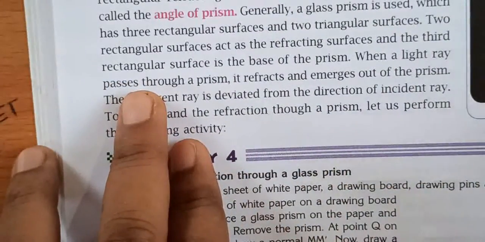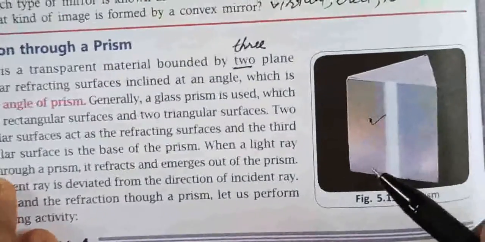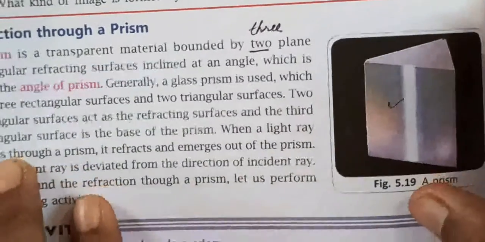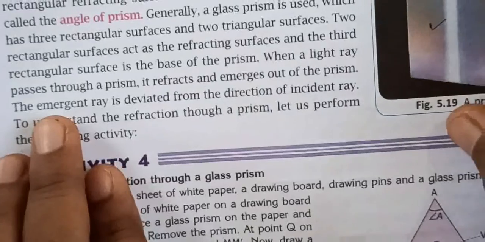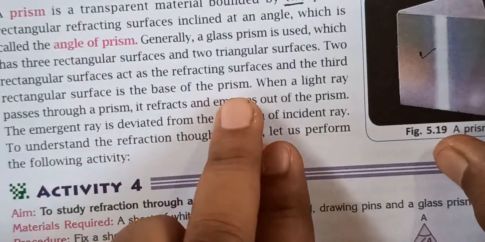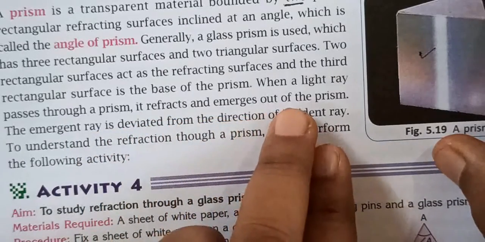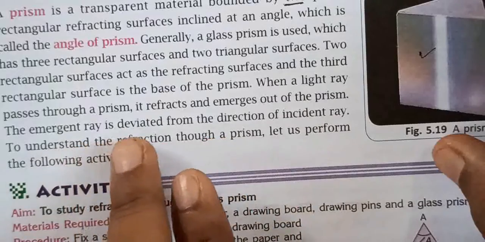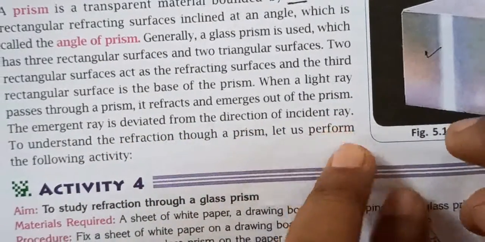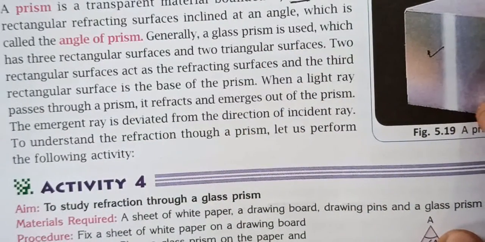Out of these three rectangular surfaces, two are the surfaces through which light can pass, this and this, and one is made a base. So through base light cannot pass normally, but if special arrangement is made, then it can pass. Third surface becomes a base only. A light ray passes through prism, it refracts and emerges out, right? The emergent ray is deviated from the direction of incident ray. I'll make the diagram. Emergent ray will deviate, move away from path of incident ray.